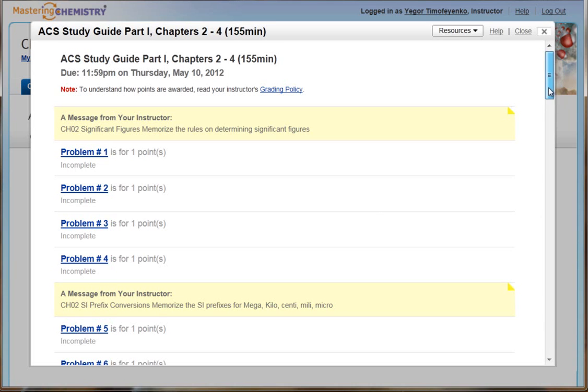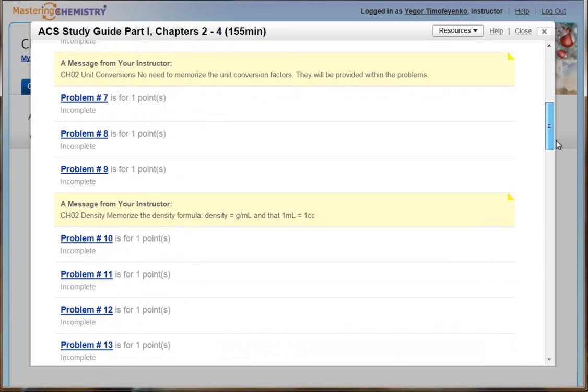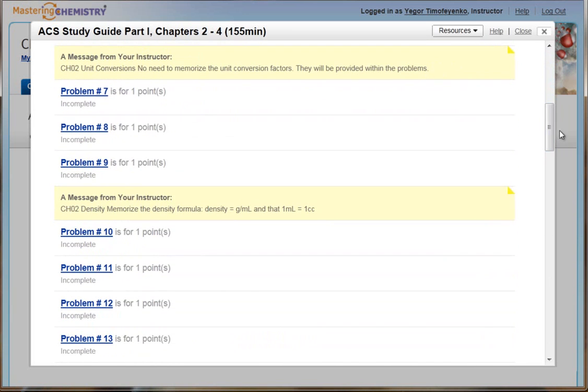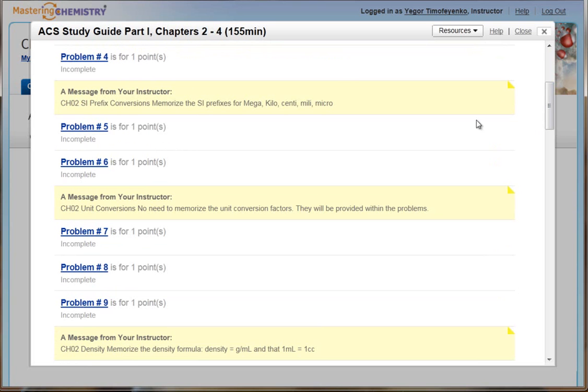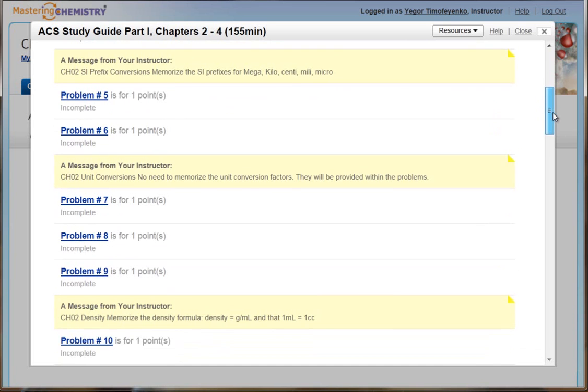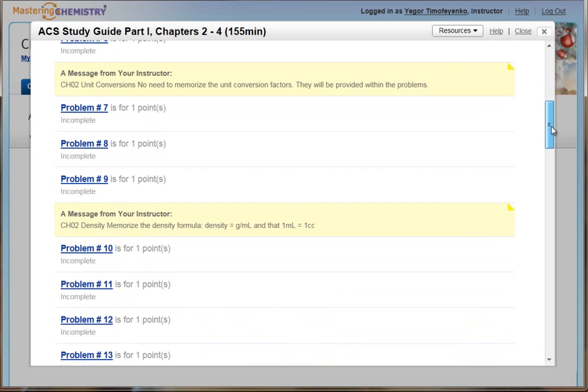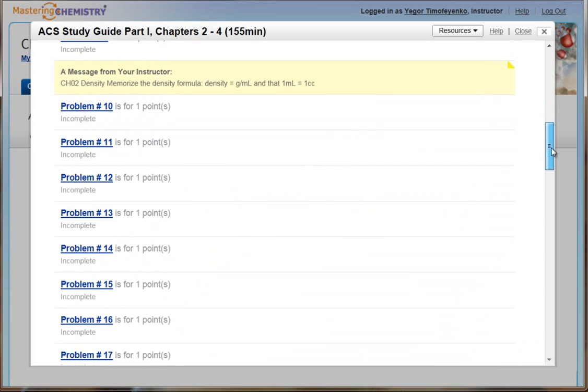So the next topic is unit conversions. We've done many of those. It's important to know that you don't need to memorize any of them. They will be provided within the problems. So therefore, know how to solve conversion factors. If you have solved these previous problems, then you'll do just fine in the unit conversions. Most people find them a little easier.